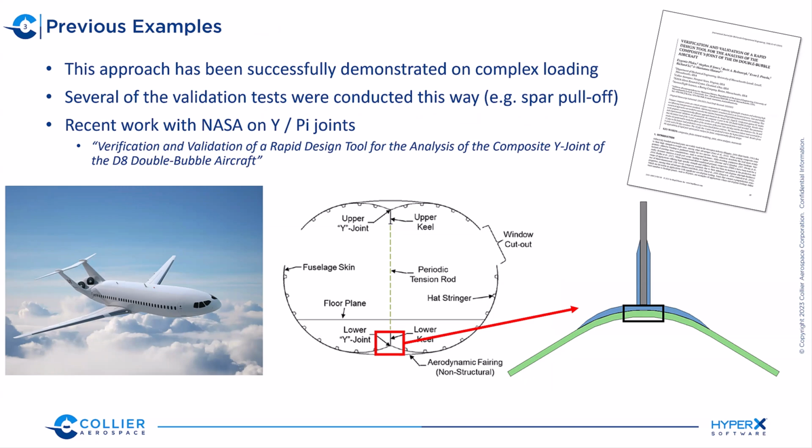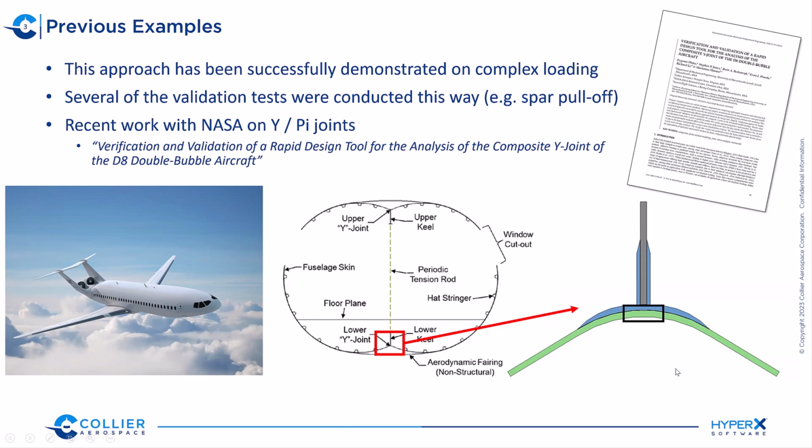Recently, we've been doing work with NASA on an unrelated project with what they call a Y joint, very similar to a pi joint. And so this is an example of the D8 aircraft. It's a concept aircraft currently in development with this double-lobed fuselage structure, including these Y joints with tension rods connecting the upper and lower parts of the fuselage. A zoomed-in version of that joint is shown here.